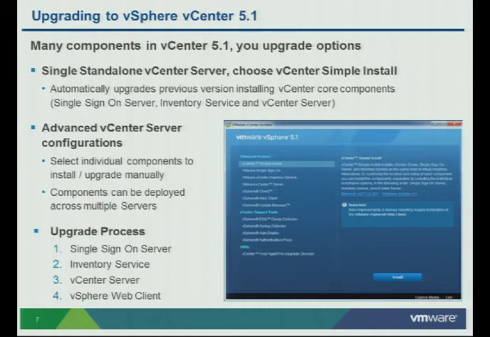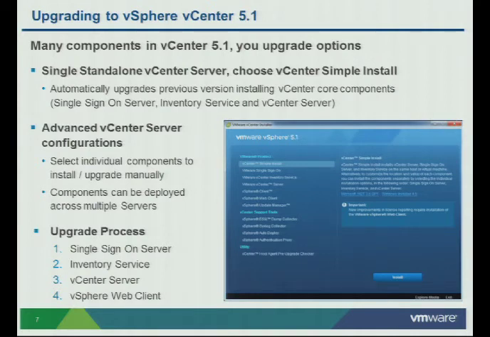Essentially what that simple install is basically saying is we're going to install all these components on the same host. We're going to co-locate everything. In the context of an upgrade, if you're upgrading an existing server where all the components are co-located, you can go in and choose this option, and as part of the upgrade, the first step it will do is install that SSO server. You do need to install SSO for 5.1. It is required, and it's a new component.